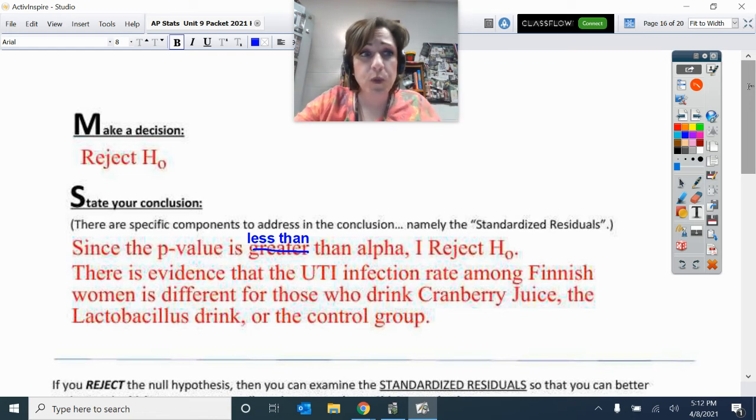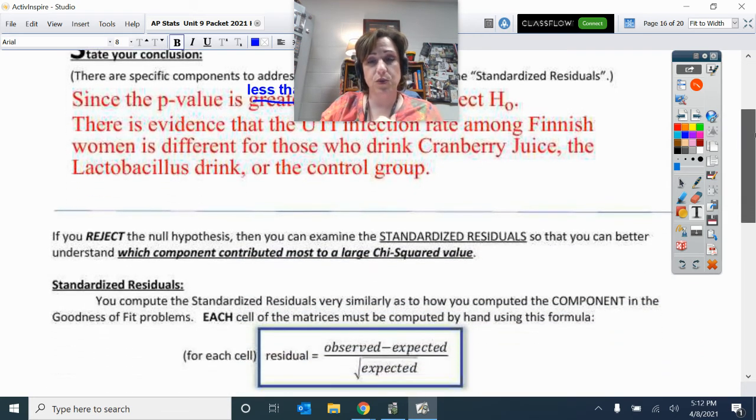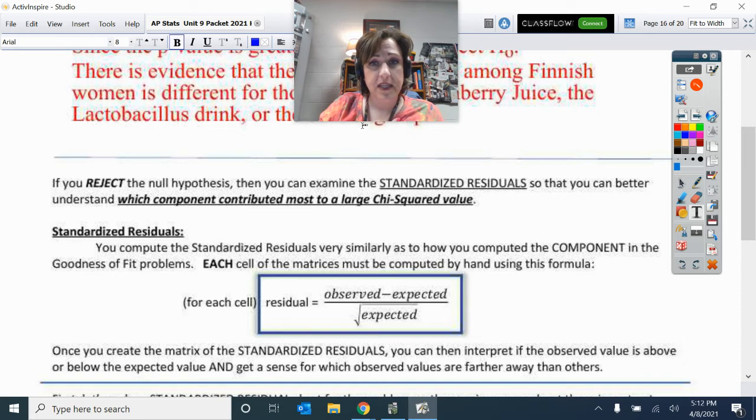If you reject, which we did, if I find there is a difference among the rates, then we need to give more information. Where is the difference? How much is the difference? What's going on with that? So we're going to do that with what are called standardized residuals, so that you can better understand which components contributed mostly to this chi-squared value.